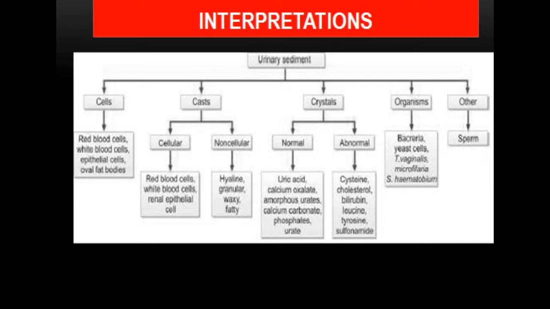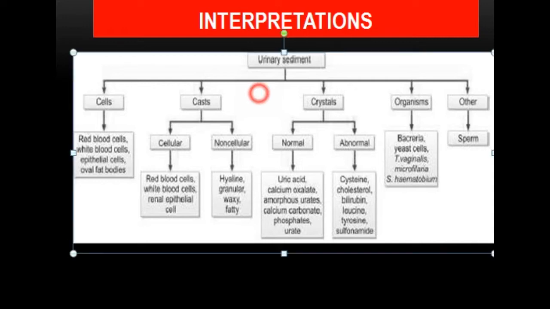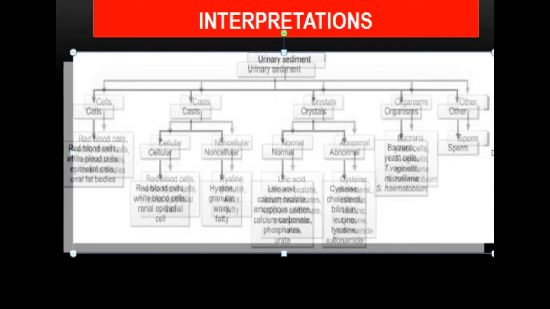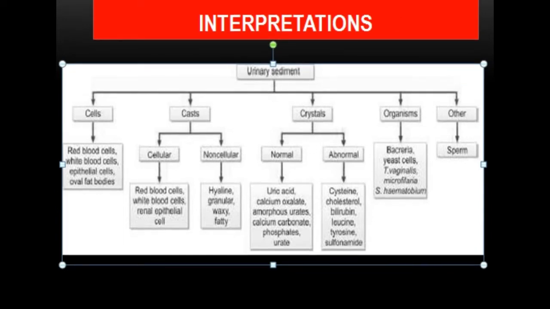Normally in urine sediments, you can see in this flow chart that there are chances that some cells are present, some casts are present, crystals are present, and organisms are present. Red blood cells, epithelial cells, and oval fat bodies are usually present in pathological conditions. Then we have certain casts which are either cellular or non-cellular.